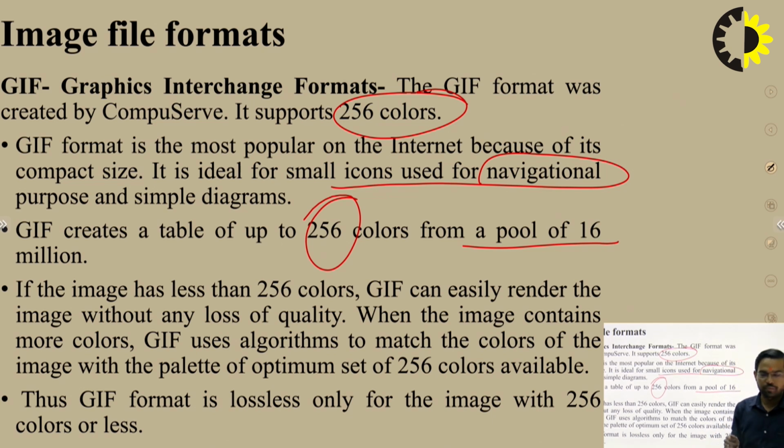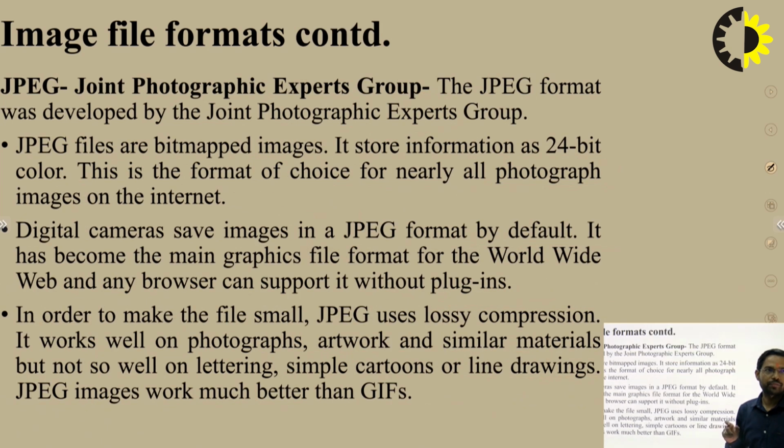If the image has fewer than 256 colors, GIF can easily render the image without any loss of quality. When the image contains more colors, GIF uses an algorithm to match the colors of the image to a palette of an optimum set of 256 colors. So the GIF format is lossless only for images with 256 colors or less. Lossless means no data is lost. If data is lost, then we consider it lossy compression. That is called a compression technique.